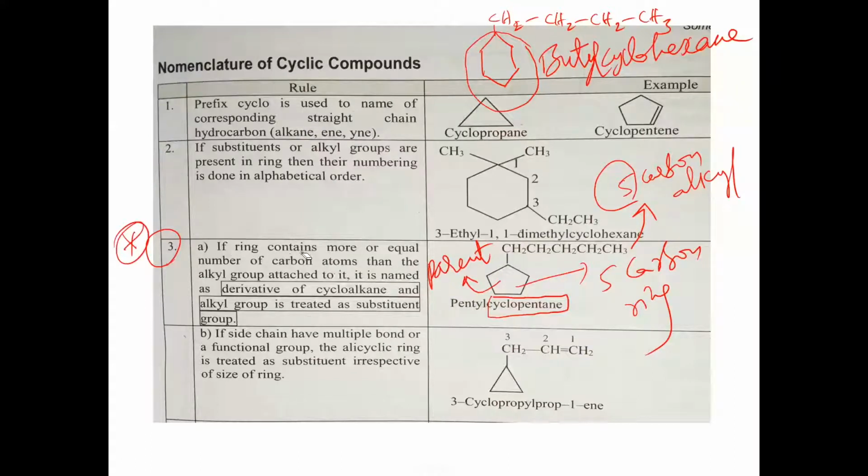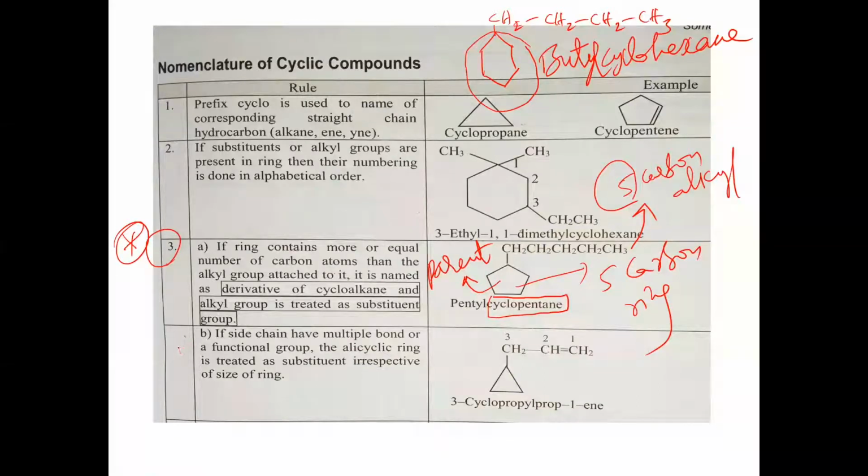So if the ring contains more or equal number of carbon atoms than the alkyl group attached to it, it is named as what? The derivative of cycloalkane. That means the cycloalkane should be parent, and the alkyl group attached is treated as the substituent group. That's what we have to understand.